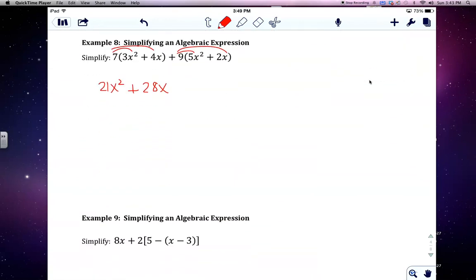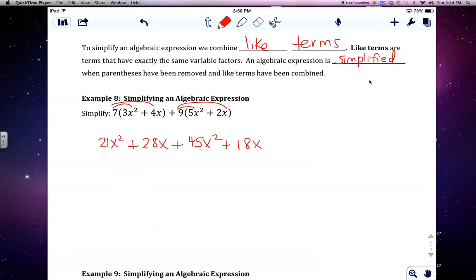Then we're going to have plus 9 times 5x squared, which is 45x squared, plus 9 times 2x, which is 18x. So the distributive property helped me get rid of those parentheses. And again, it says an algebraic expression simplified when parentheses have been removed. I just removed them.